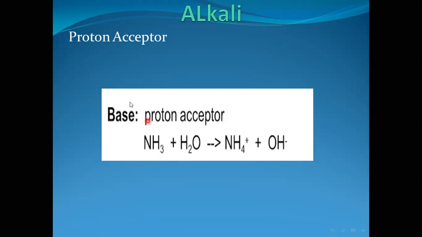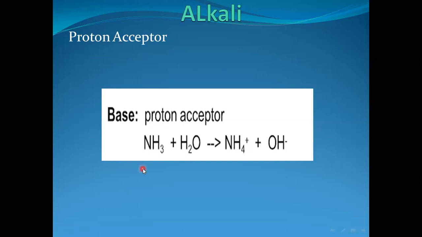In this example, a base is a proton acceptor, or alkali. You have NH3 plus H2O. Look at the product. NH3 became what? NH4. What does it mean? NH3 gained hydrogen. So instead of NH3, it will be NH4. So I can say NH3 is a base, NH3 is alkali.